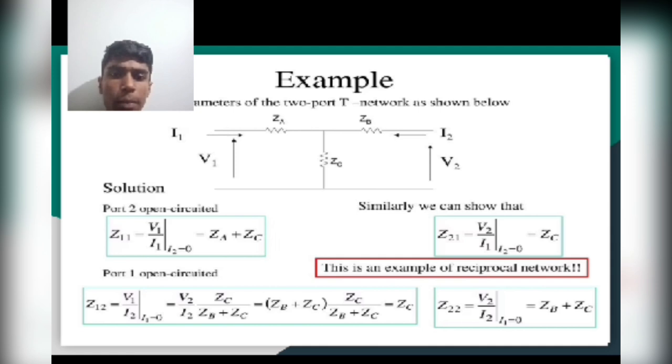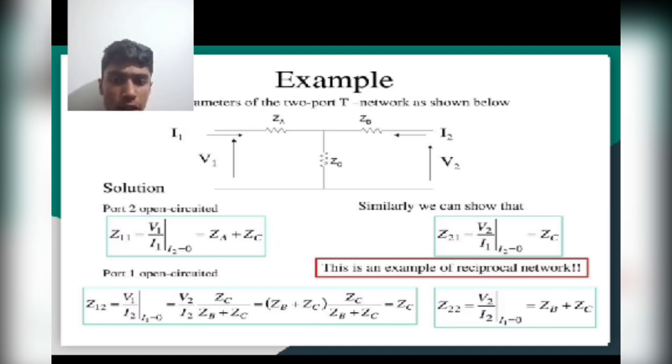Example: find the Z parameters of the two-port T network shown below. Solution: port 2 open circuited. Similarly, as shown in the figure, Z11 is equal to V1 by I1. If I2 is equal to 0, then ZA plus ZC equals Z11. Also, Z21 is equal to V2 by I1, then Z21 is equal to ZC.